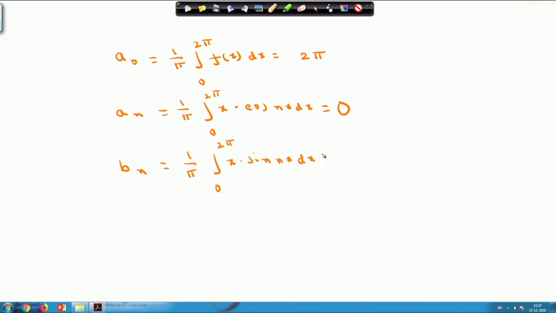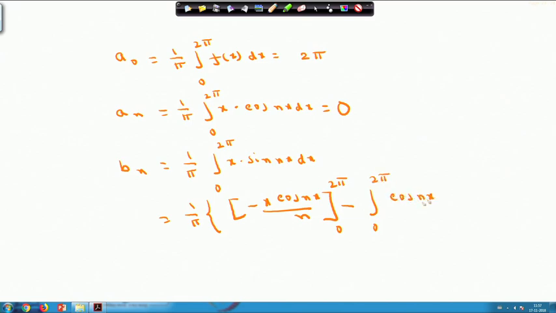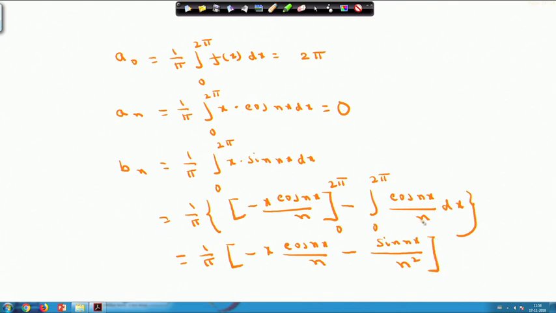sin n x dx. So, this I can write down as 1 by pi into minus x, by integration by parts, after doing x into cos n x by n from 0 to 2 pi, we can write down minus integral from 0 to 2 pi of cos n x by n into dx. This is the second term. So, I will obtain this equals 1 by pi into minus x into cos n x by n here, and here I will obtain sin n x by n square, since here n is there, and the limit will be from 0 to 2 pi.